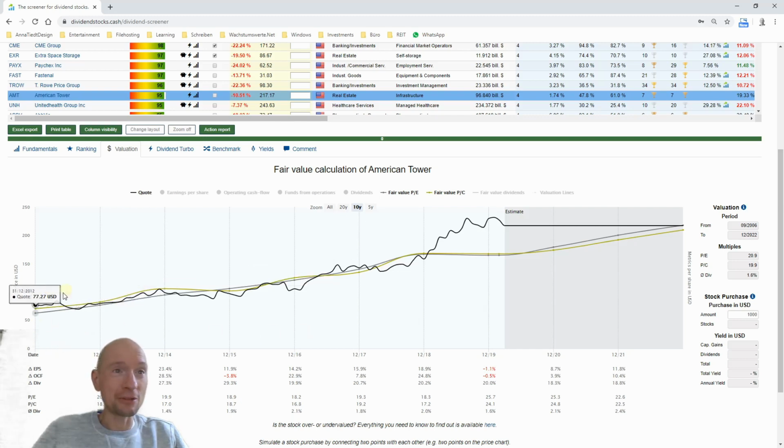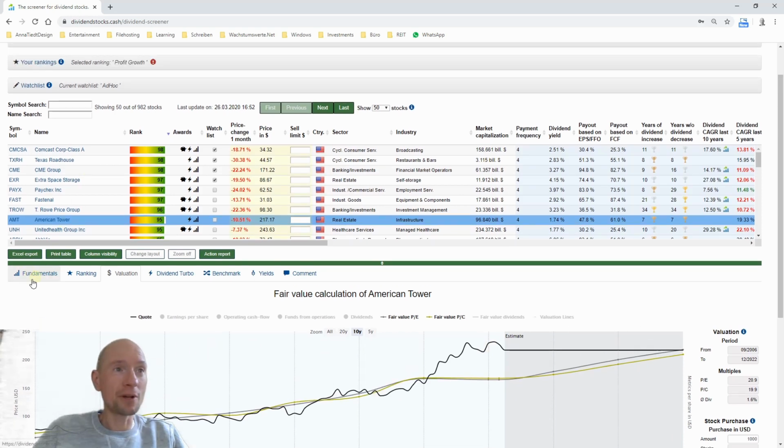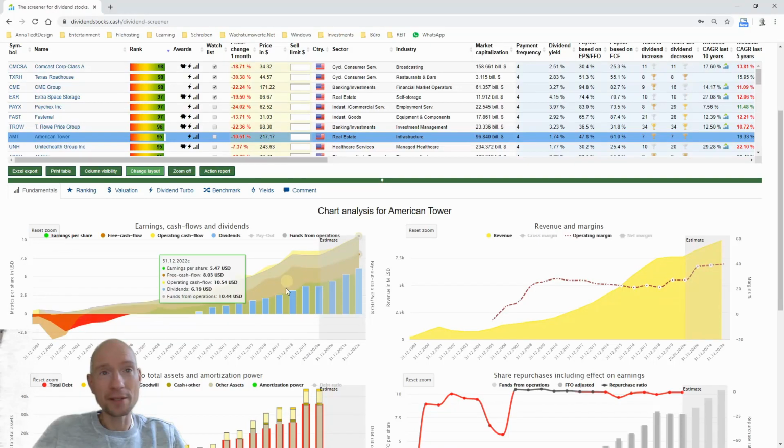American Tower, you see that the stock price nicely reflects both, in this case, operating cash flows and funds from operations. You see that the stock is ambitiously valued here. It had a nice run, and although the stock price diminished a little bit in the current crisis, it dropped to 118, now it's 217. It's still a little bit overvalued, which means that you might not expect capital gains in the medium term over the next years. But it's a world-class stock anyway.